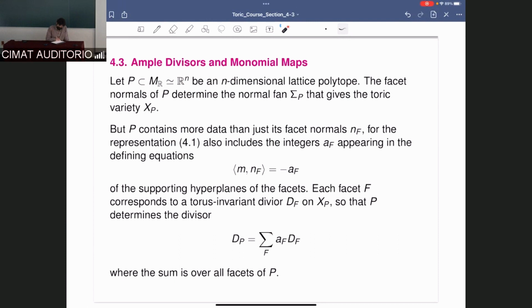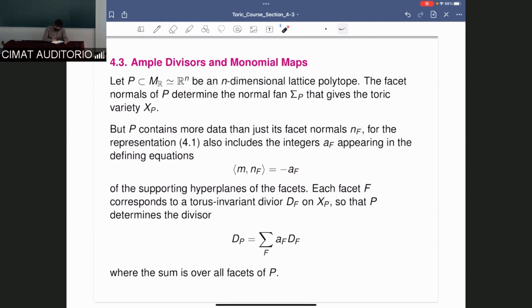Very good, but there is more data than just the facet normals. There is also what dot product you get with the facet. So this here does change if I translate. So the NFs don't change if I translate, or if I scale. The NFs stay the same, but these AFs for sure change. If I translate, these AFs change. If I scale, these AFs change as well. It is no problem at all. But we want to study those. What is the meaning of those?